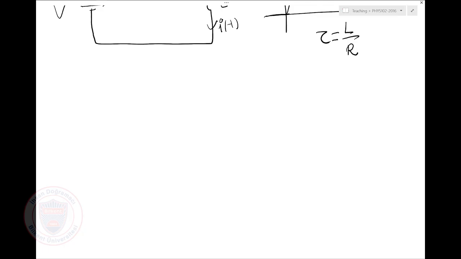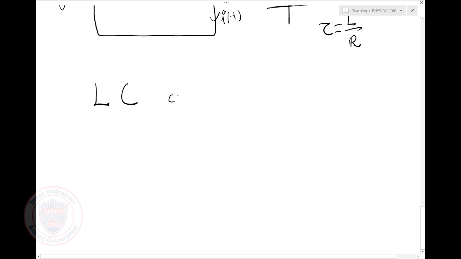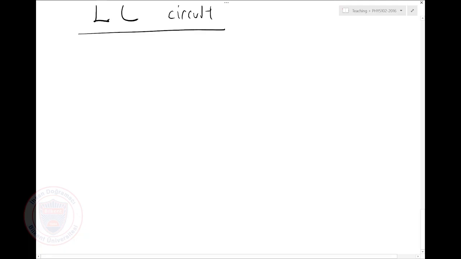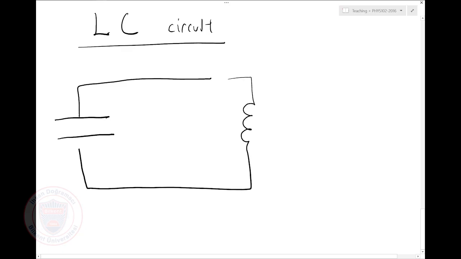Okay? Now, today I want to do something else, another kind of circuit. So this is called the RL circuit. Let's look at the LC circuit. So here's what I'll do. I will take a capacitor and I'll take an inductor. It has a capacitance C and this has inductance L. And at time t equals to 0, I'll say that the capacitor is charged with charge Q0.